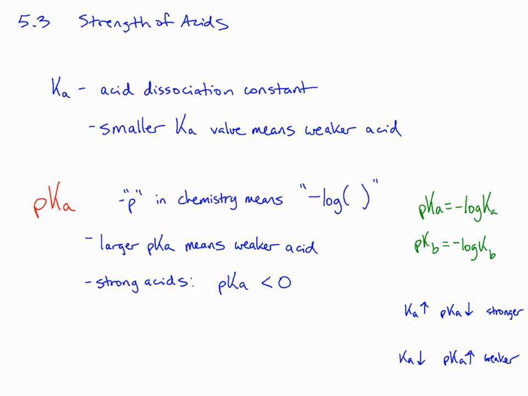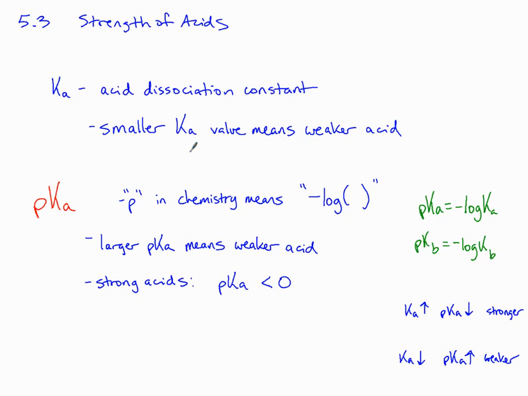So first off, a value that you've already seen is Ka. This is the acid dissociation constant. It's the equilibrium expression. This is the constant for every acid. Each weak acid has its own constant, and here's what they indicate. A smaller Ka value means it's a weaker acid.